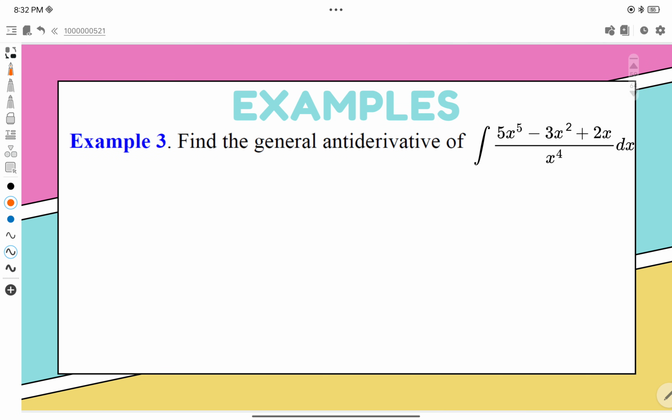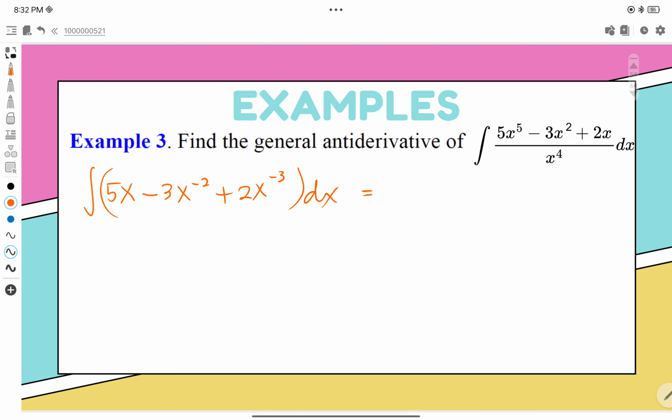Okay, so we can divide, no? Trinomial divided by a monomial. So we will have 5x minus 3x to the negative 2 plus 2x to the negative 3 dx. Am I right? I think so.